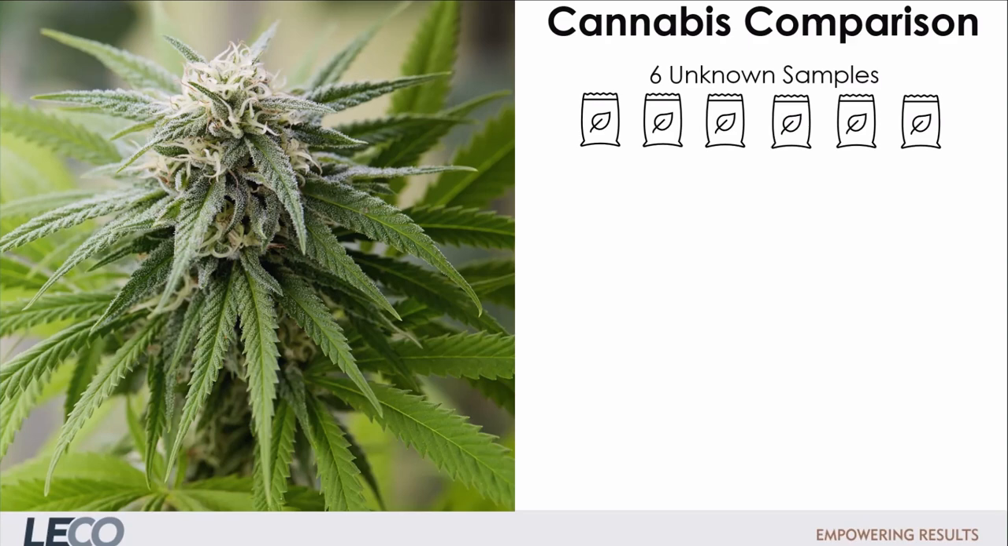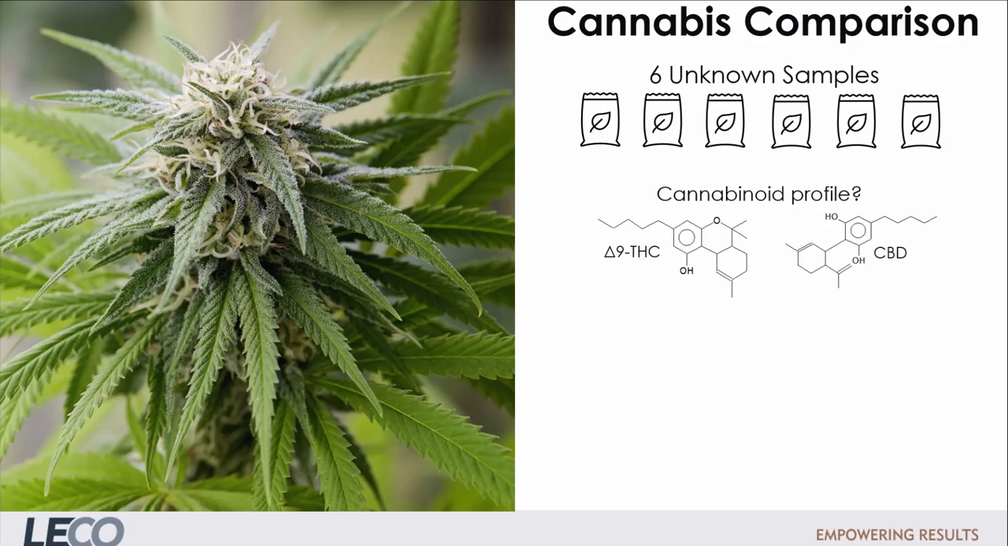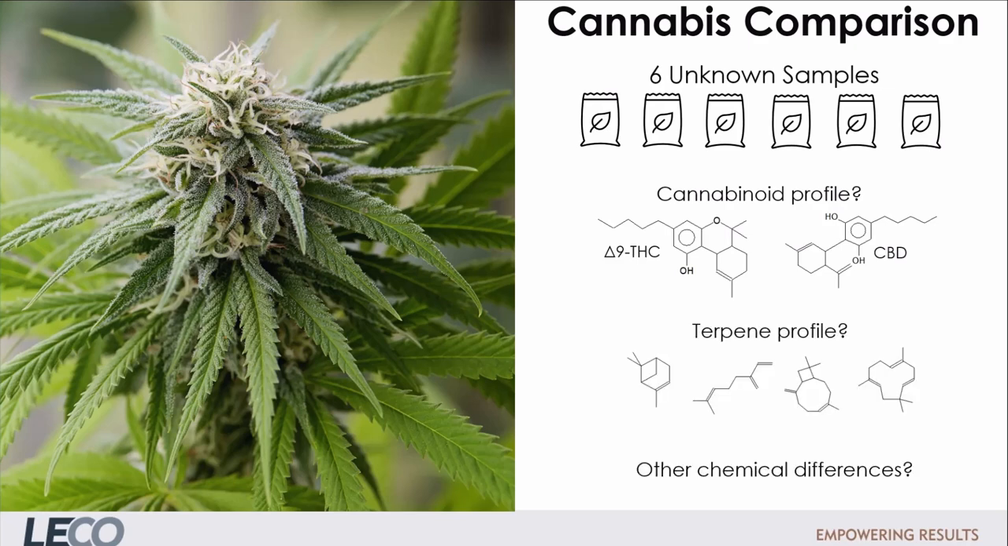We expected differences in the cannabinoids. Some of the samples were likely to be THC dominant and others CBD dominant. We also anticipated that there could be different terpene profiles and that there would be other chemical differences as well. We didn't know which samples would have which of these chemical characteristics, though.